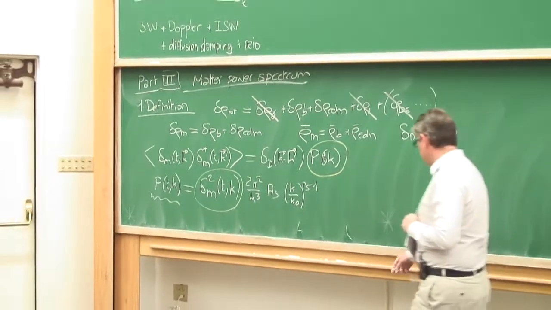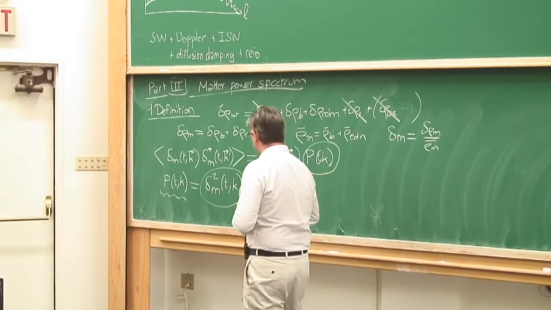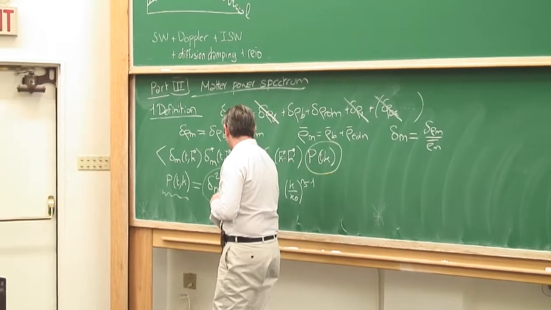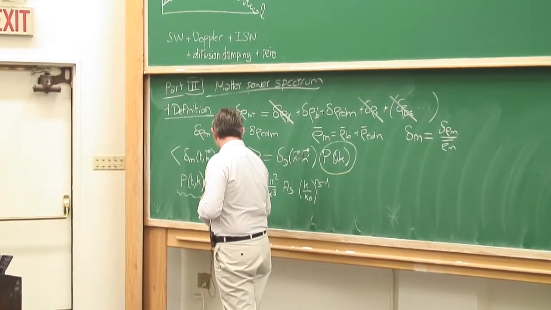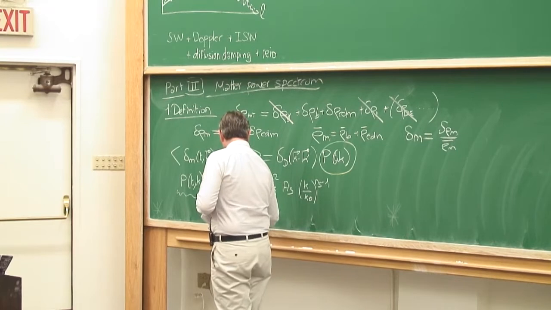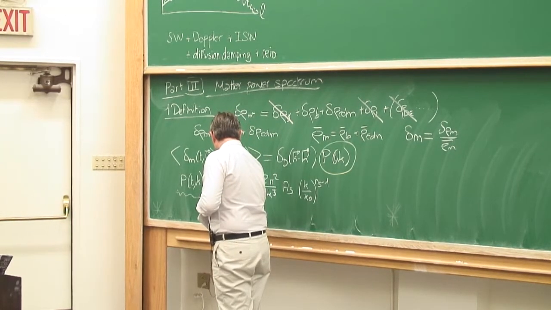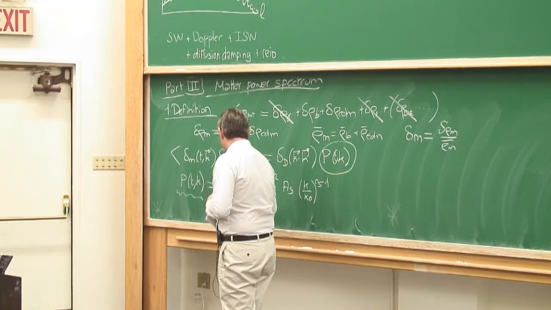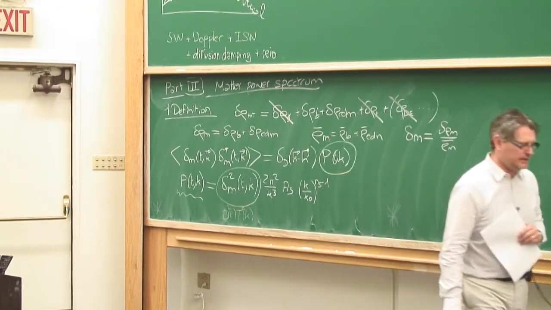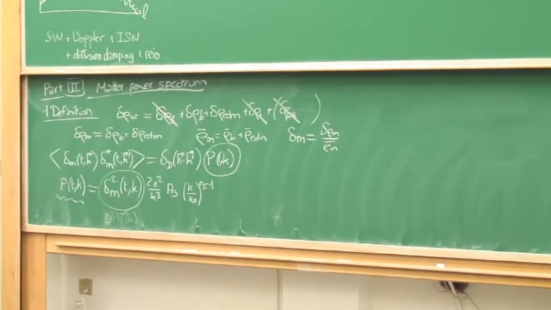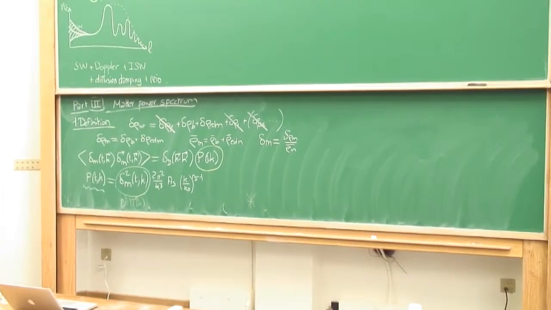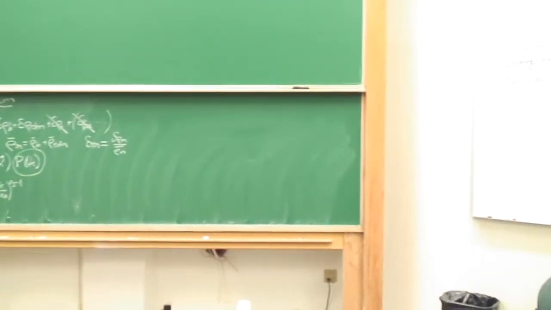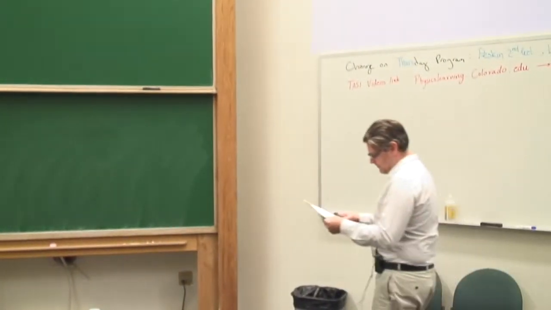I had some discussion with some students two days ago telling me, but for us, this function is a product of a function of k that we call the transfer function and a function of time that we call the linear growth factor or something. This function is not always separable in time and k. Okay? It's separable in some simplified model, but I will not use such a simplification. Perfect.